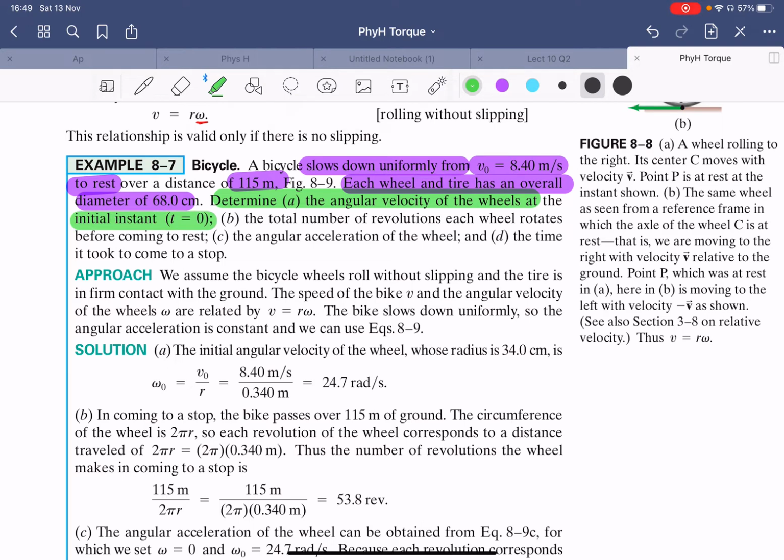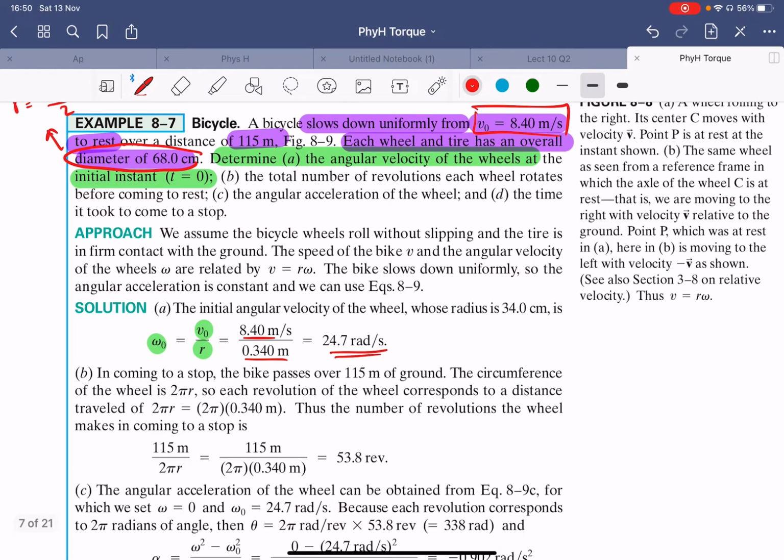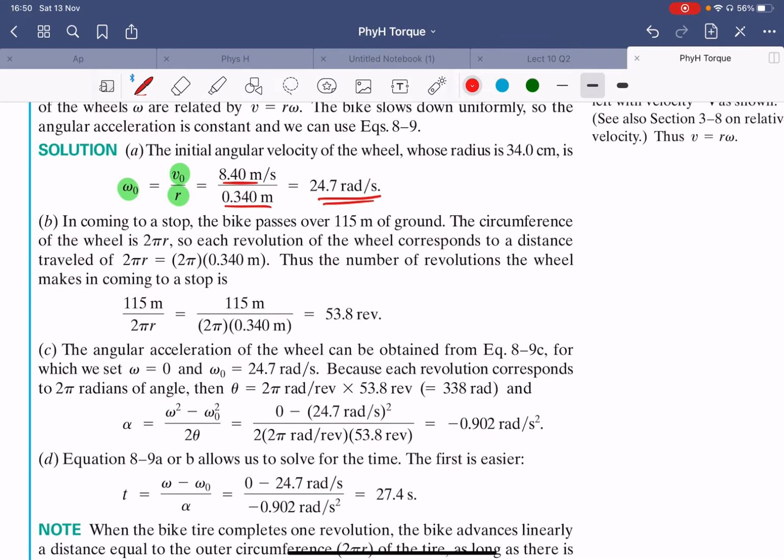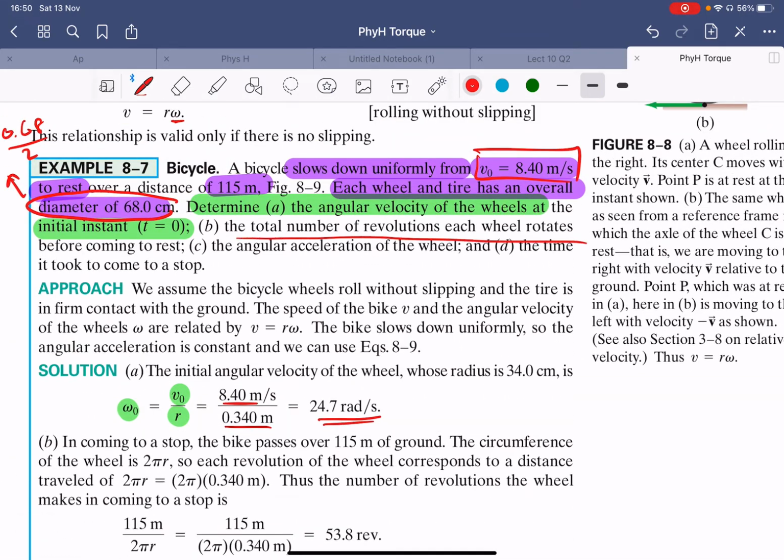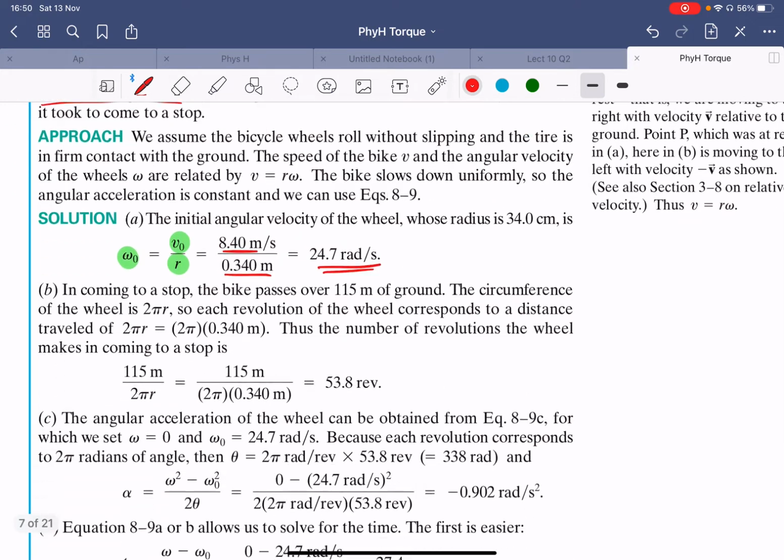Okay, that's easy. Omega equals v over r, right? Omega was supposed to be found, but v was given here, v i, and r is given to you. This is the diameter, so r is 0.68 divided by 2, because it's a diameter. So you get 8.4 divided by 0.34, so you get 24.7 radians per second. Okay, all right. So the next question is the total number of revolutions it made before coming to rest.